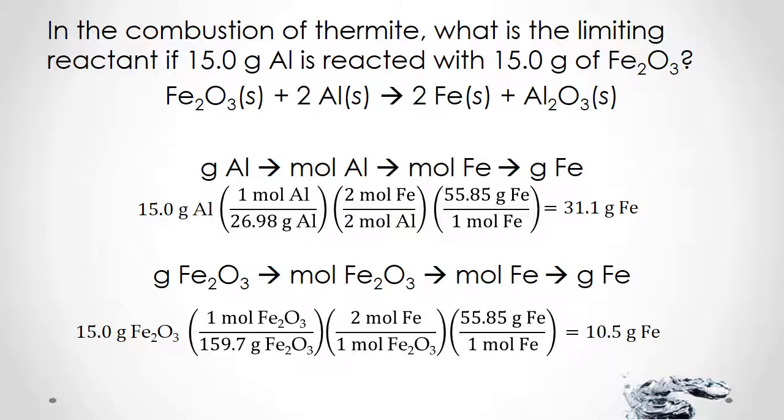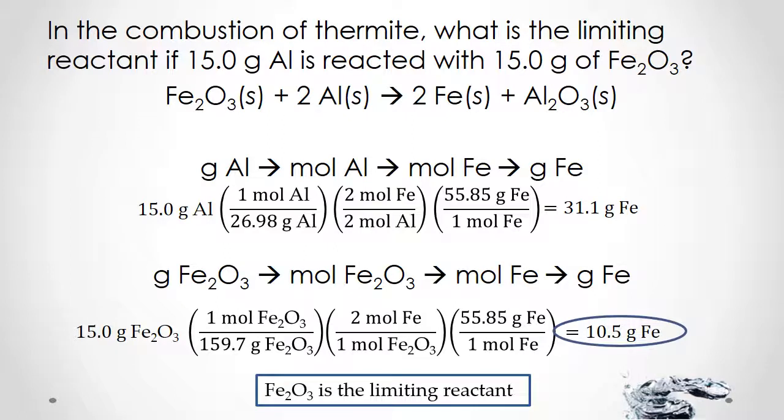So to figure out which is the limiting reactant, we need to see what's the smallest amount of iron that we could make. In this particular case, 10.5 grams is less than 31.1 grams, so the Fe2O3, our iron 3 oxide, is going to be our limiting reactant.